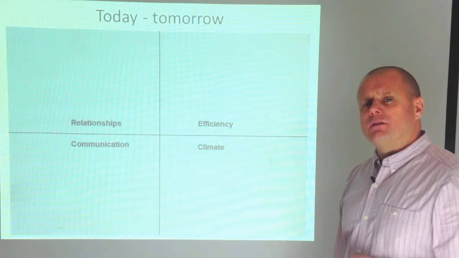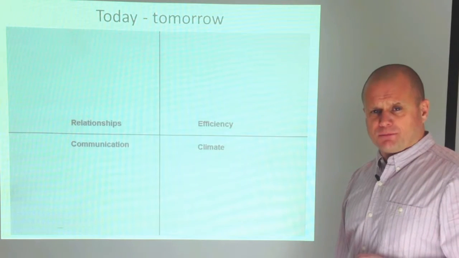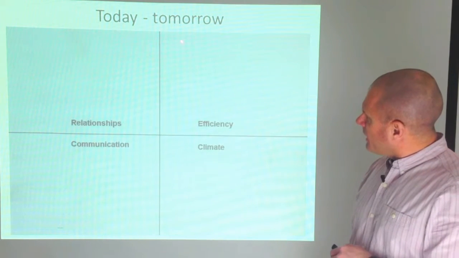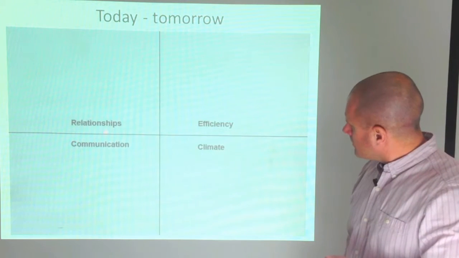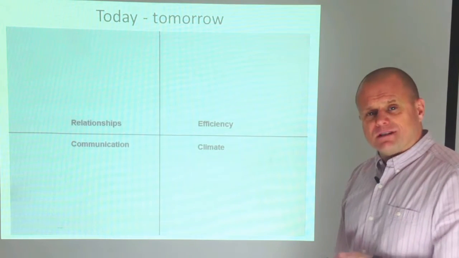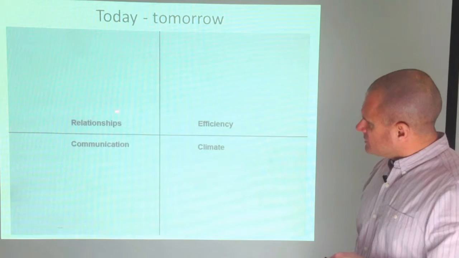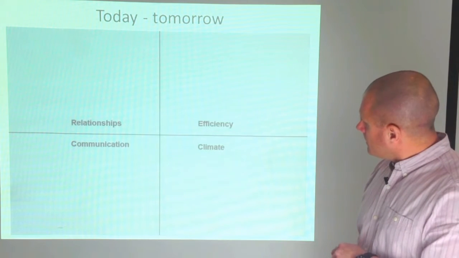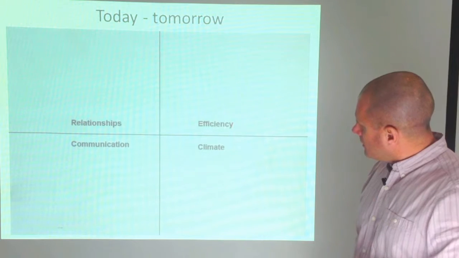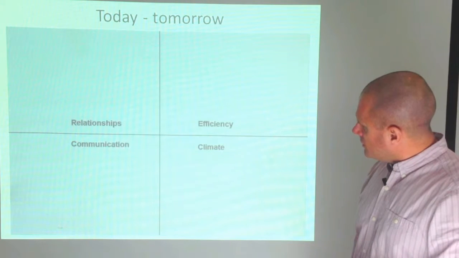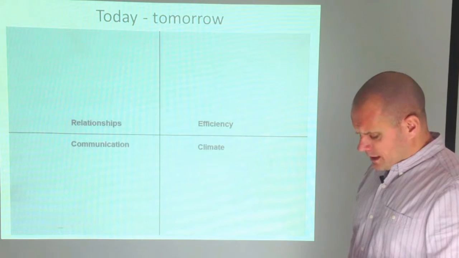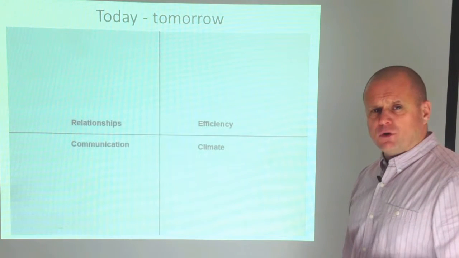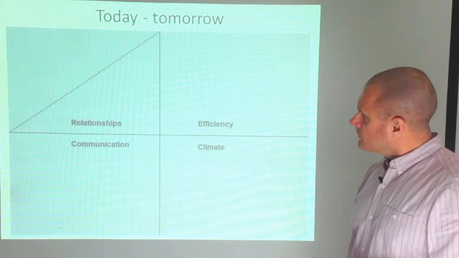Each team member, including the line manager, is given a sheet of flip chart paper. And the flip chart paper is divided into 4 quadrants. Each quadrant is given a title, which is relationships, efficiency, communication, and climate. The next stage is to divide each of these 4 quadrants into 2 in this way.